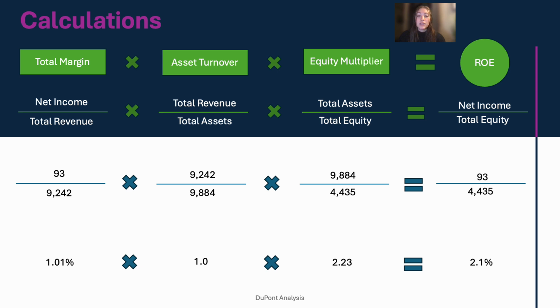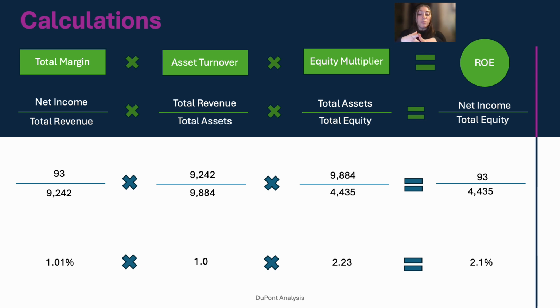Now, we still need to know the total margin, the asset turnover, and the equity multiplier to compare to the benchmarks. So we're still going to do the math for each of these. This is going to come down here. So your net income over your total revenue, so your total margin is 1.01%. Your asset turnover is 1. And then your equity multiplier is 2.23. If you round each of those, that's what you're going to get.